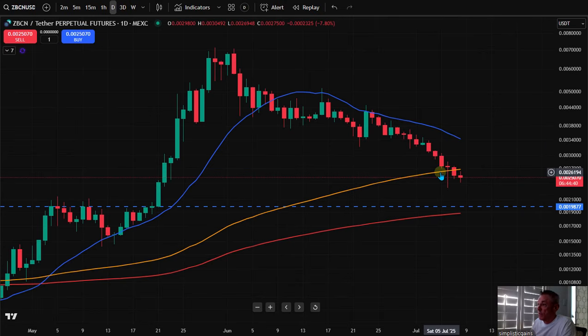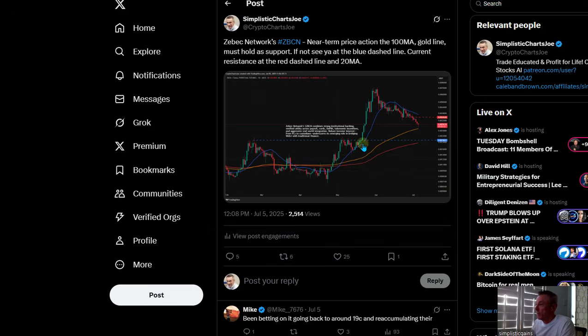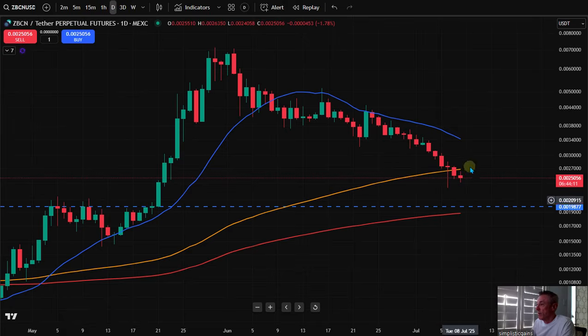You can see we put the 100 here, and let me go to the X O's, okay? This was on July 5th as well. And we were saying the near term price action, the 100 MA, that gold line you see here, must hold support. If not, we'll see you at the blue dash line. Okay. Now support price even got there. Okay. So let's go back to the chart.